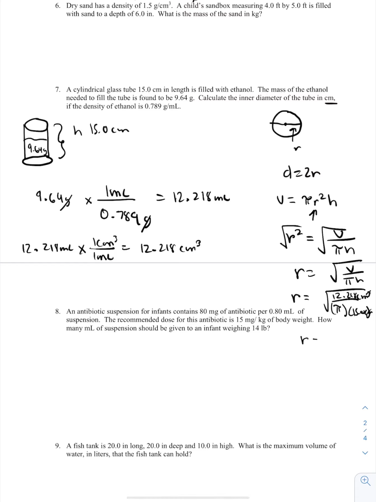So if we plug this into our calculator, the radius is just the square root of the whole inside of the square root. So that's going to be 0.509 centimeters. So that's the radius. But we know that the question is asking us to find the diameter. The diameter is simply 2 times r, which happens to be 2 times 0.509, which is 1.02. So the diameter happens to be 1.02 centimeters. And that is how we solve number 7.